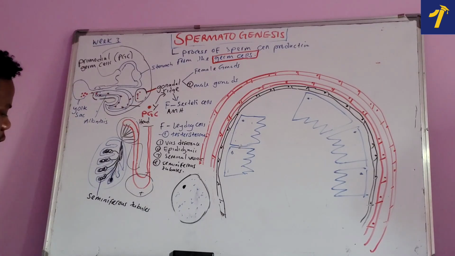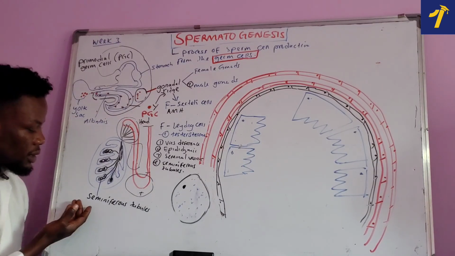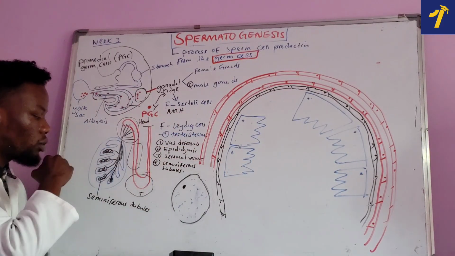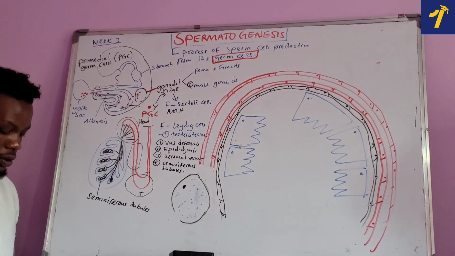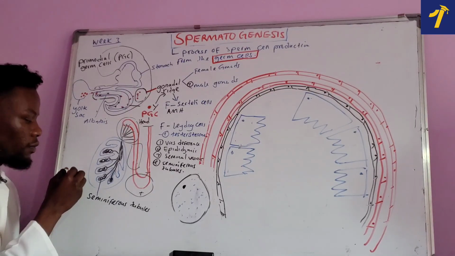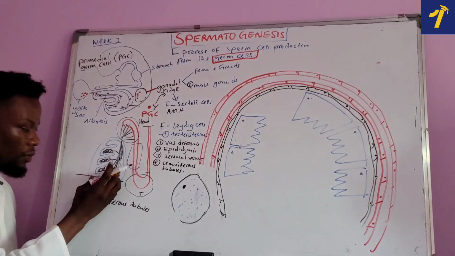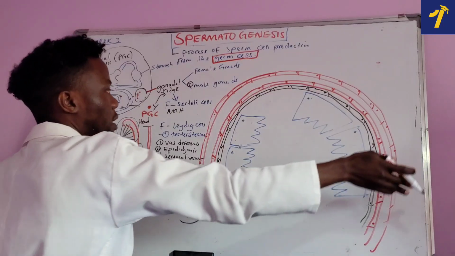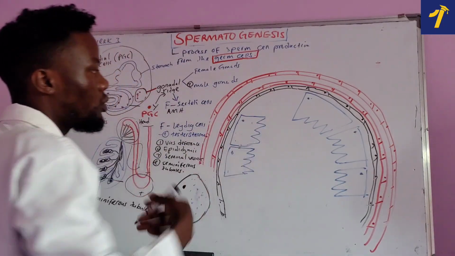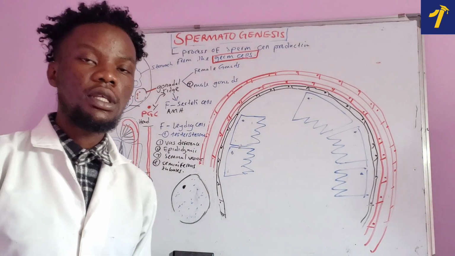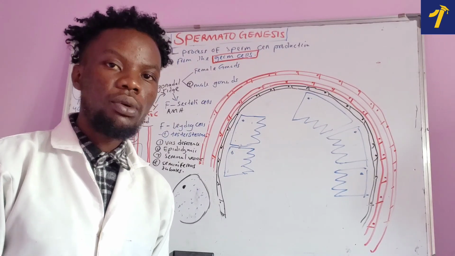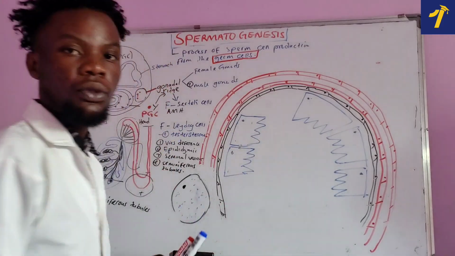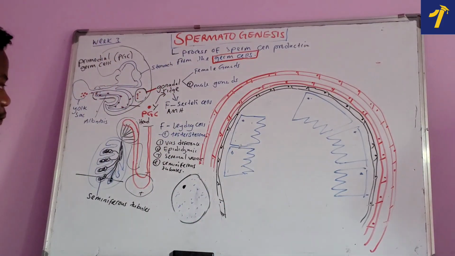Now, what we need to understand is that these seminiferous tubules are very important in what? Spermatogenesis. So we're going to get a cross section of this seminiferous tubule, and if we get this cross section, this is what we're going to see. Why are we doing that? So that we fully understand how the sperm are going to be made. All right. So now let us begin with that.